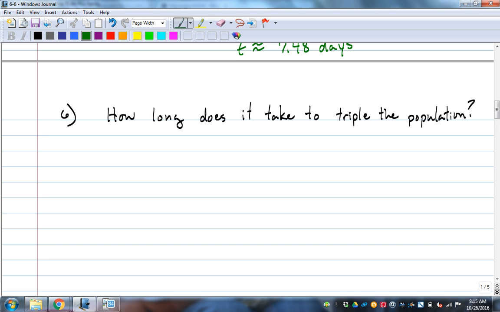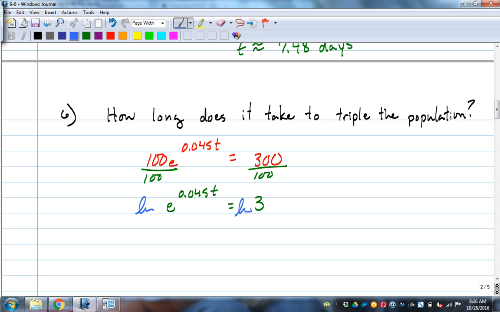Okay, so tripling the population. How much would tripling the population be? 300. If our initial amount was 100 grams, tripling it would be 300 grams. So we do the same problem with the 300 over there. Maybe actually a little easier math. Same operations, everything's the same there.